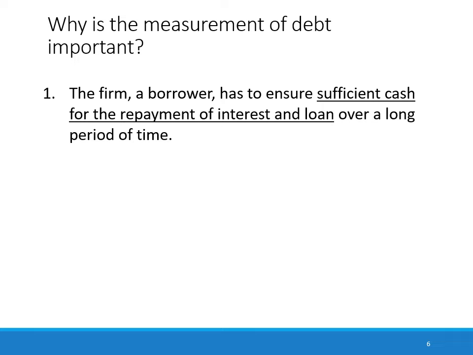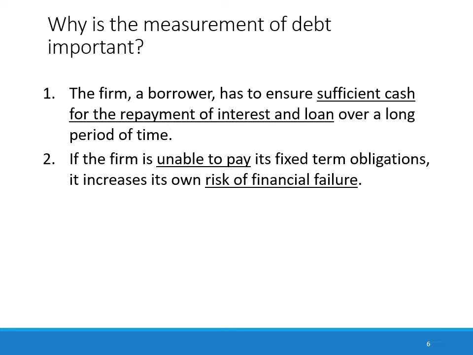Why is the measurement of debt important? The firm, which is the borrower, has to ensure sufficient cash for the repayment of interest and loan over a long period of time. In short, they must make sure they have enough money to pay back. If the firm is unable to pay its fixed-term obligations, it increases its own risk of financial failure. Basically, the moment the firm can't pay, it is running the risk of bankruptcy.